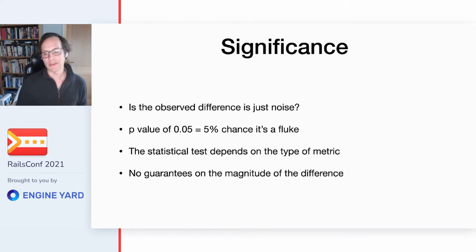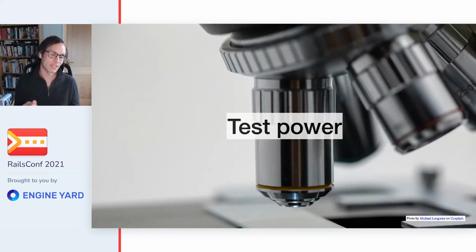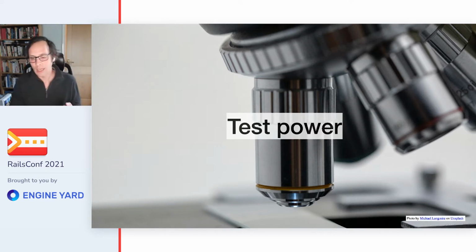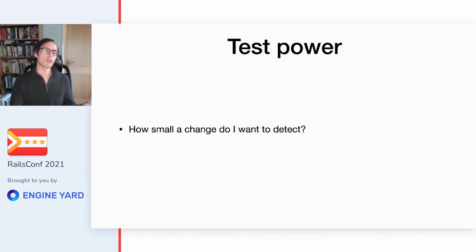The twin of significance, the twin brother or sister, is test power. Rather than asking, do I spot a difference that's not there, it's how likely am I to miss a change that is there? How small a change do I want to be able to detect? And intuitively, the smaller the change you want to detect, the more data you're going to need, the more users.